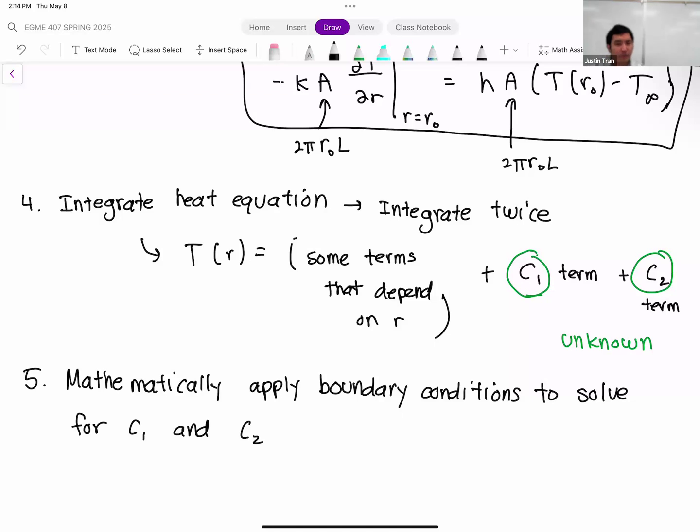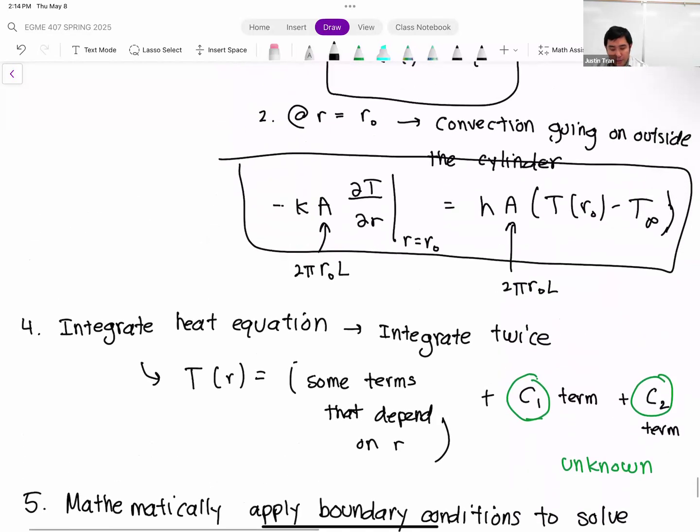And so in all honesty, step 5 is probably where you're going to spend most of the time on these problems, because it's a lot of algebra. Especially if you have convection boundary conditions or heat flux boundary conditions, it can be a chore to solve for C1 and C2.